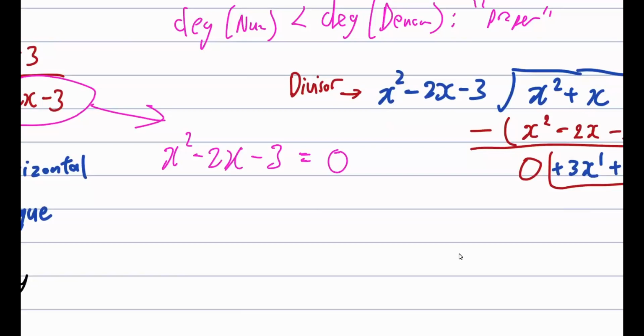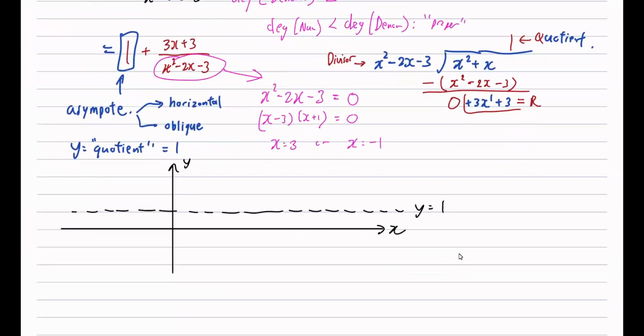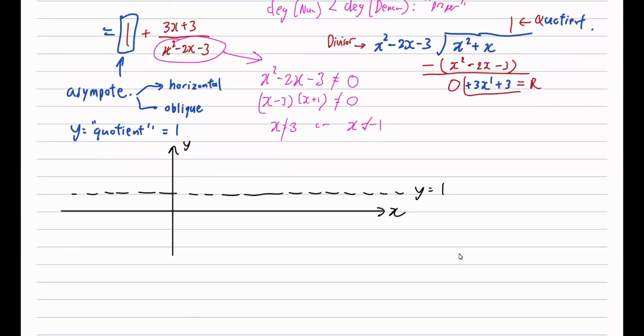So from there you solve. This is actually just minus 3 plus 1. So x equals positive 3 or x equals negative 1. So these are the banned values. Not equal, not equal. So we end up with positive 3 here and negative 1 there. So negative 1 here, positive 3 there. These are what we call the vertical asymptotes, because it's literally vertical.